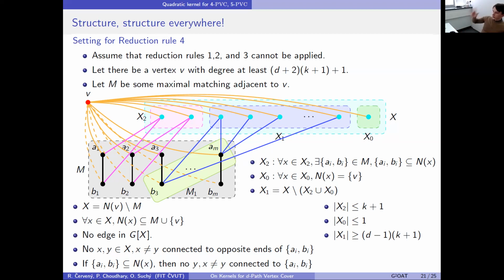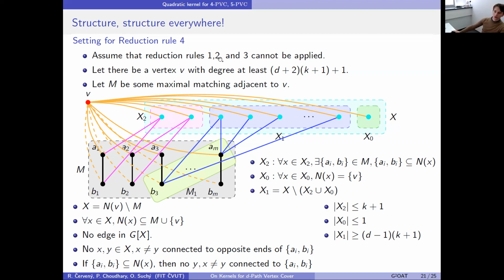Final 3 observations before we go on. The sizes of these sets. The size of X2 is at most k plus 1, because there are at most k plus 1 edges in the packing, and one of these observations forbids having two vertices connected to both endpoints of the same edge. The number of vertices in X sub 0 is at most 1, because of the reduction rule.